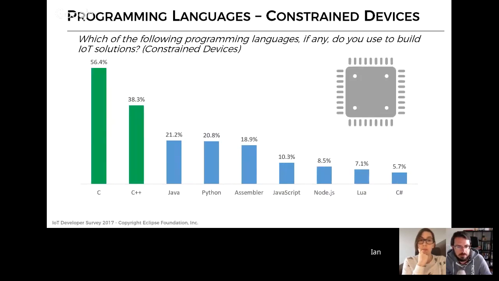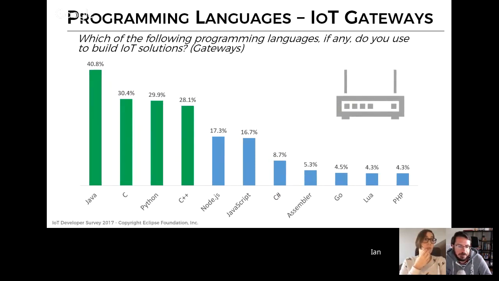If we go through each stack, for constrained devices, and this confirms what I've seen, C and C++ are used for embedded development. Not surprising. Then Java, Python, and assembler also exist, and things like JavaScript and Node.js start to fall off. Then when you go to the gateways, Java jumps up, but C continues to be important. Python and C++ continue to be important.